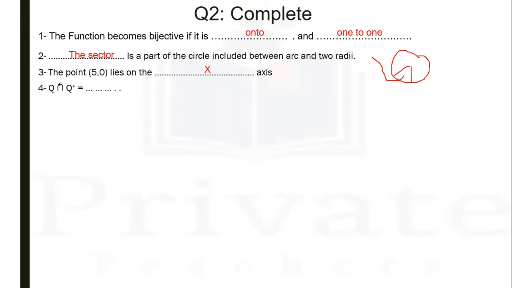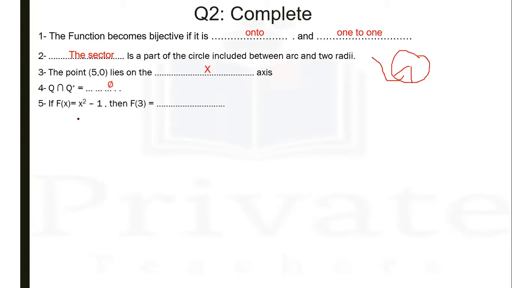Q intersection with Q star is equal to what? If we look at Q and Q star, we find that they are two separated sets, because Q contains the rational numbers and Q star contains the irrational numbers, and we cannot find an element that is found in the rational numbers and the irrational numbers at the same time. So to complete this one, the answer will be the empty set or phi.